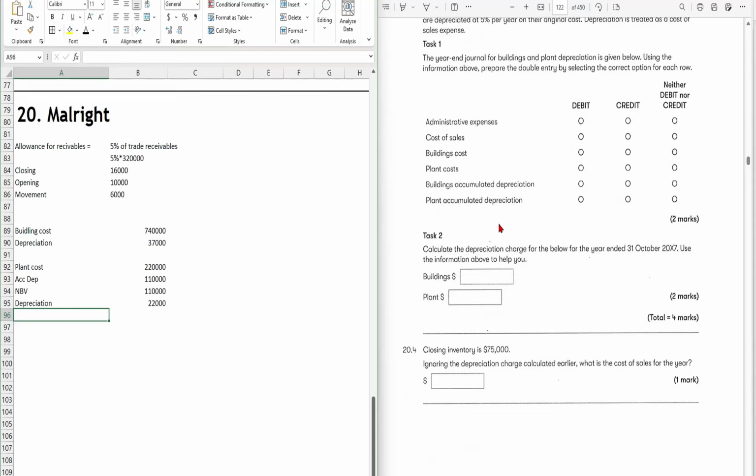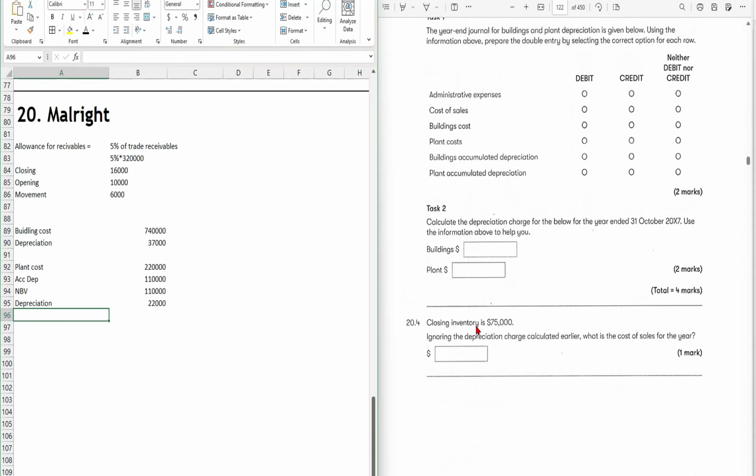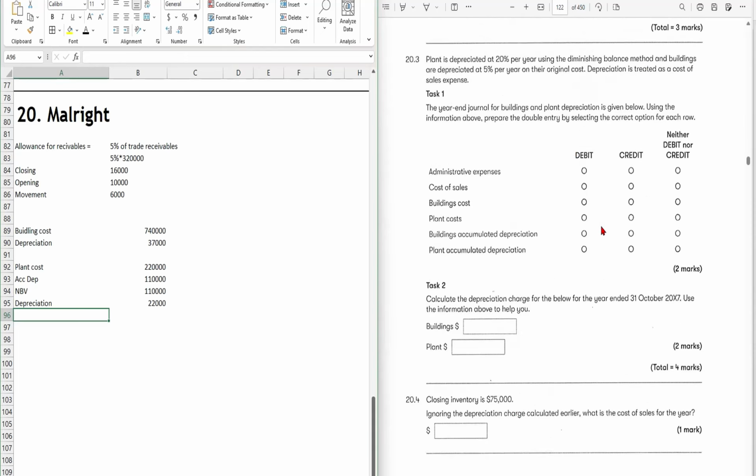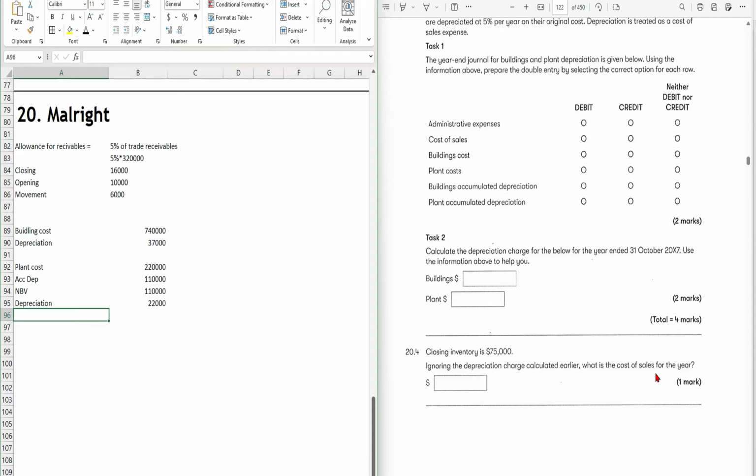Next, we have the last question. Closing inventory of 75,000. Ignoring the depreciation charge calculated earlier, and why are they saying that? Because they said that depreciation is a part of the cost of sales. So what is the cost of sales for the year? That's fine, very easy. So what is the formula for the cost of sales? Opening inventory plus purchases minus closing inventory. Okay.